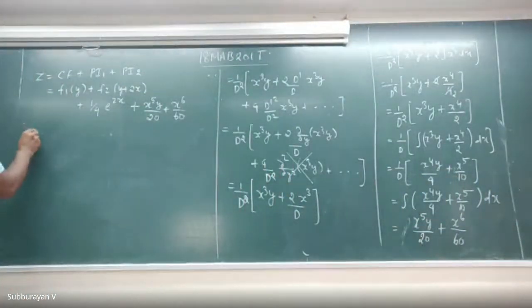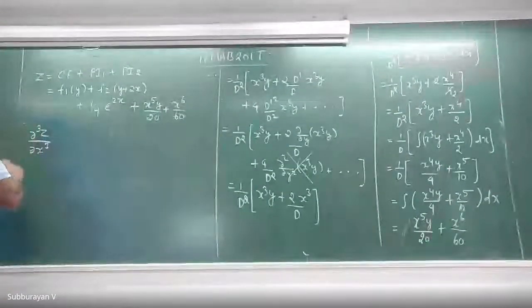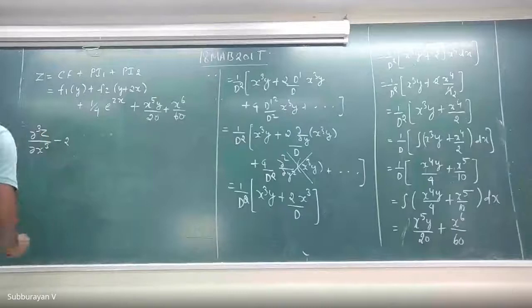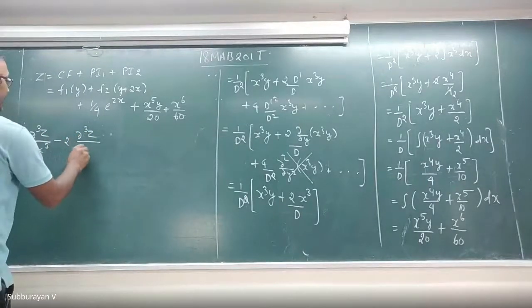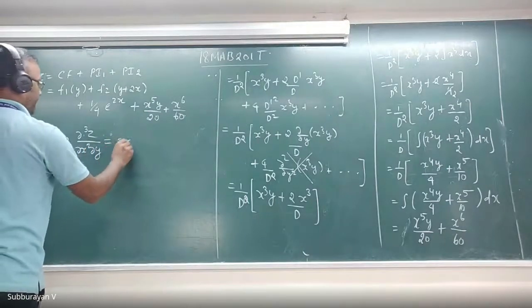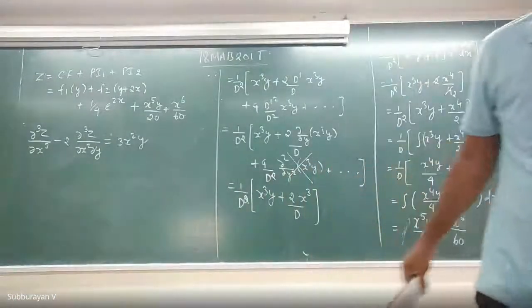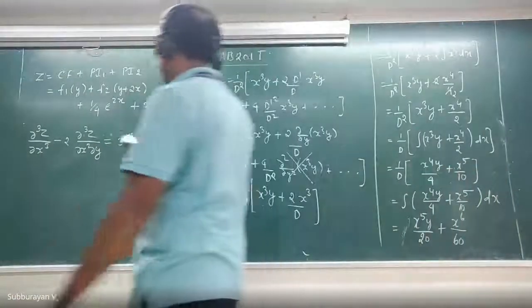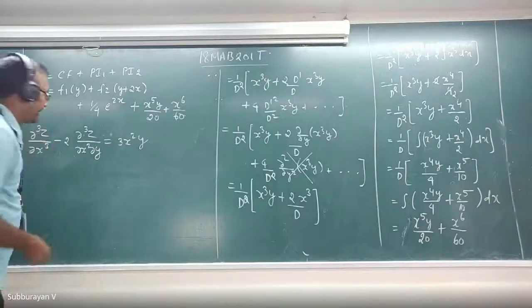Solve ∂³z/∂x³ − 2 ∂³z/∂x²∂y = 3x²y. See, the right hand side is only one function. Therefore, we have to calculate only one particular integral.